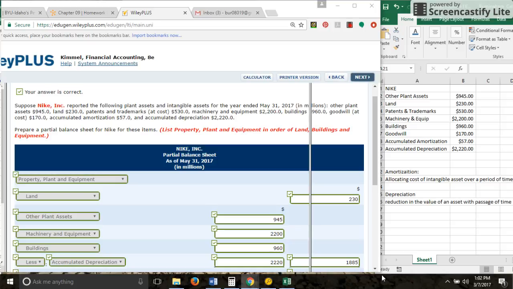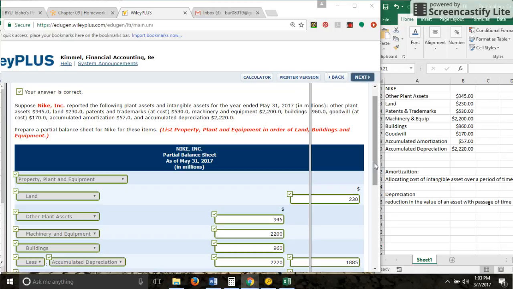Hi everybody, so today we are creating a partial balance sheet listing that's going to be showing the property, plant, and equipment and the intangible assets of Nike. So the first thing I do is whenever I see a word problem where it's written out in paragraph form, I like to just make a list of everything. That way I can easily see what accounts and the amounts, as well as that way I don't miss anything.